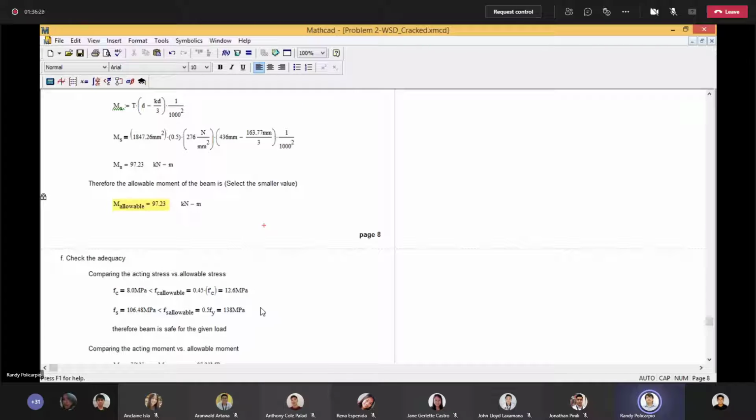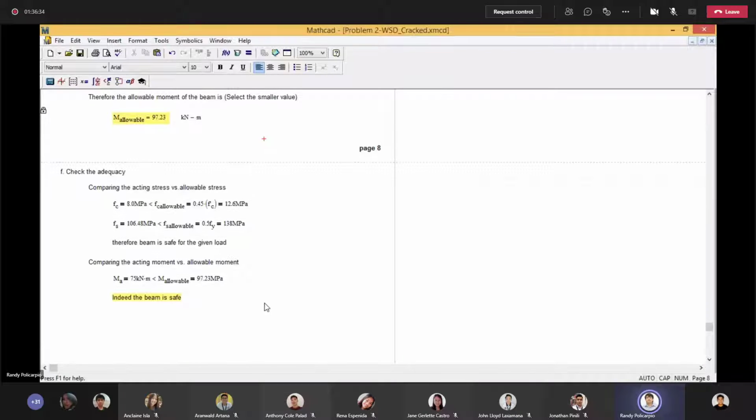Okay, so after knowing the allowable moment, let us check now the adequacy. All you need is compare, no? Yung actual stress at saka allowable, kailangan less than. Fs is less than the allowable, so okay. So from stresses, we can say that the beam is safe.